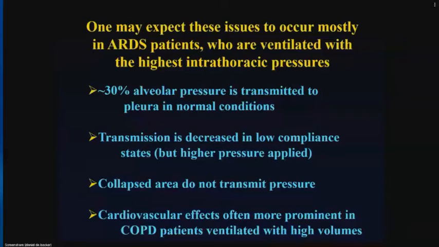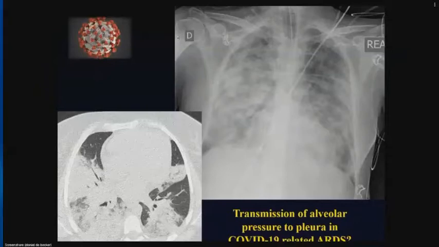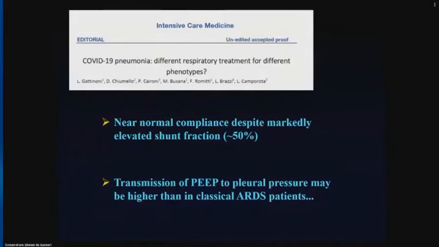However, COVID is somewhat special, because you realize that in many conditions the condensation is really not the prominent factor. And so what is exactly the transmission of alveolar pressure to pleura in COVID-19-related RDS? So we have already some data showing that we have a very close to normal, or initially relatively normal, compliance despite markedly elevated shunt fraction. And hence, the transmission of PEEP to the pleural pressure may be higher in these cases than in classical RDS patients, at least in the initial stages.